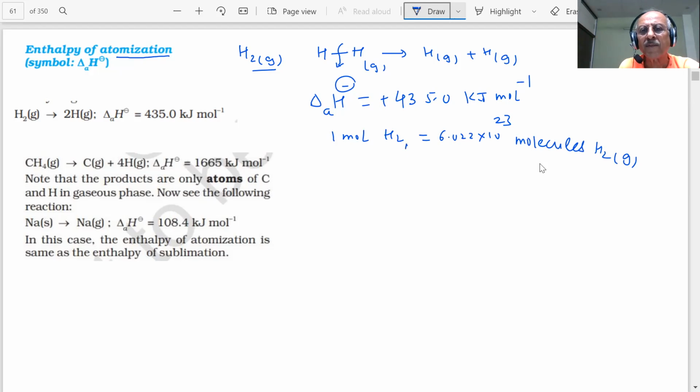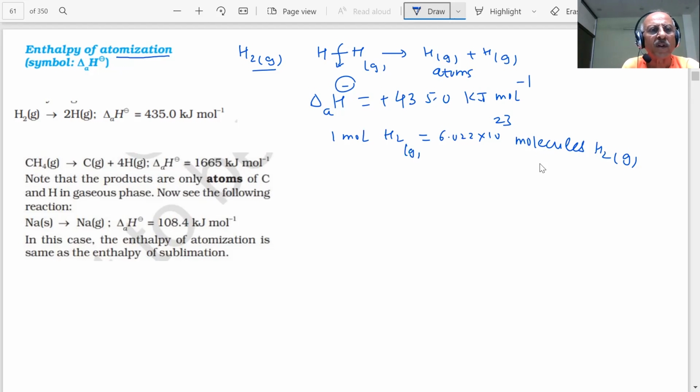So what we are saying, students, is that you will have to supply energy. You will have to give heat to break the bond, because this is an attractive interaction between the two hydrogen atoms. You want to break it, you will have to supply energy. How much? For the hydrogen, this is called enthalpy of atomization. Why? Because you have created atoms. These are atoms.